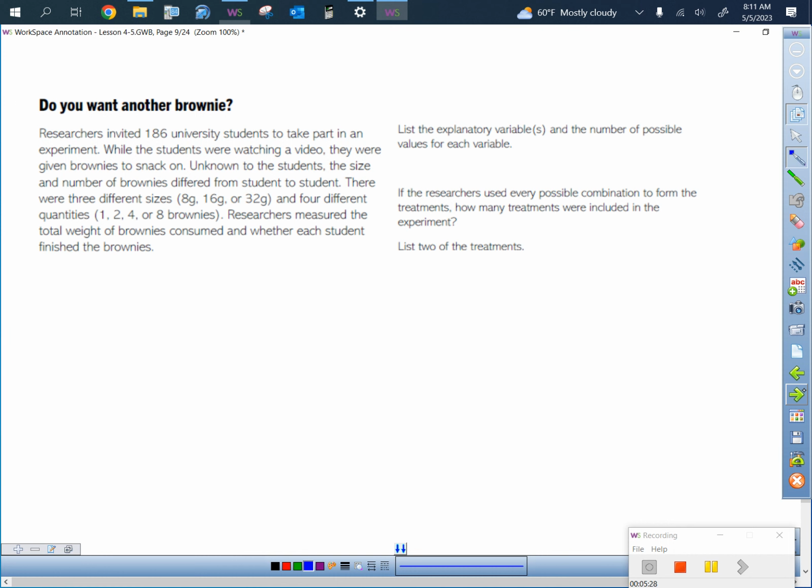Do you want another brownie? Man, I was close to seeing if Chasey would bring all these brownies for us today, but she probably wouldn't have done that.